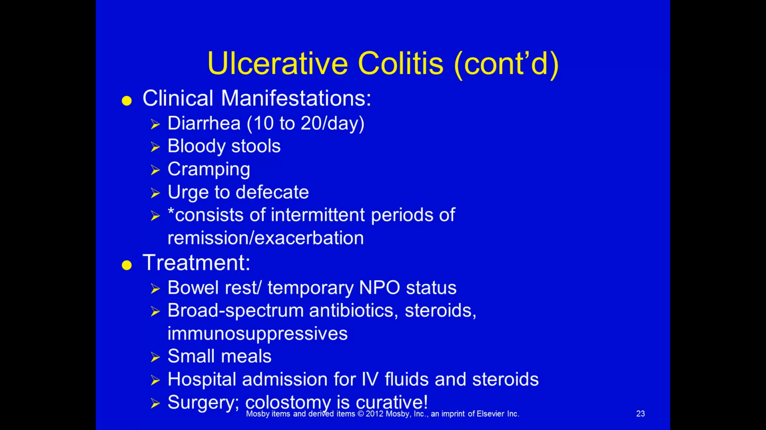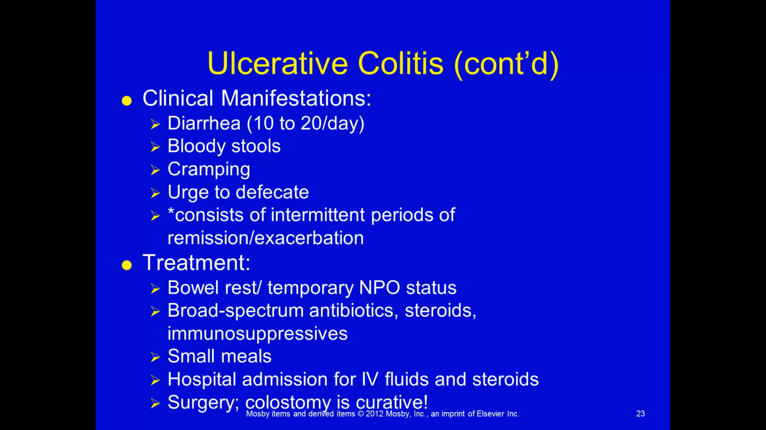And for treatment, there are a lot of different things you can do conservatively for ulcerative colitis. One thing they might do during a very acute exacerbation of the disease is to put the patient on bowel rest, so temporary NPO status, to rest that destructing and inflamed bowel. Sometimes they'll put patients on broad-spectrum antibiotics or steroids or immunosuppressives to try to decrease that inflammation. If they're not on bowel rest and temporary NPO status, we would encourage these patients to have smaller, maybe more frequent, meals.